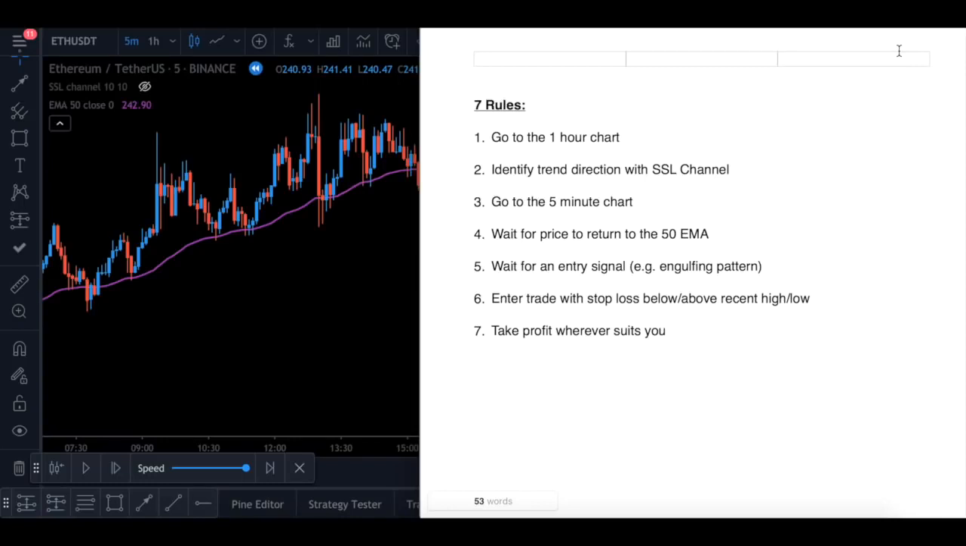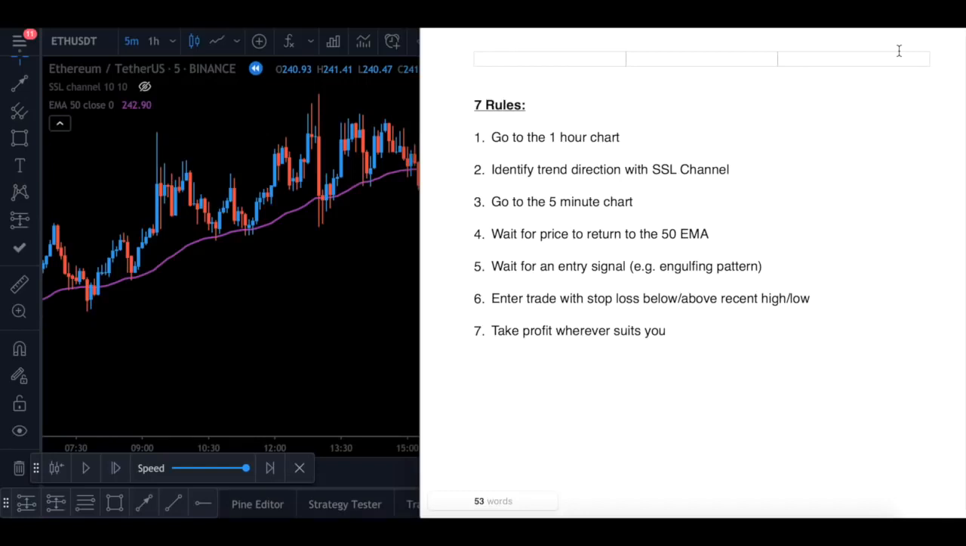And number 7, take profit wherever suits you. That bit's up to you. The taking profit is the easy part, it's the rest that's the hard part. So literally completely what you like. Make sure you're targeting more than you're risking, just so you've got a good risk to reward ratio there. But apart from that, it's completely up to you. Just target an area that looks good in terms of resistance or support. And that is all you need, guys, to be hopefully a profitable trader.